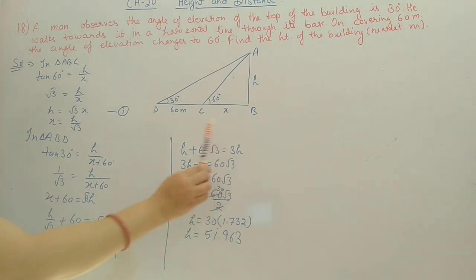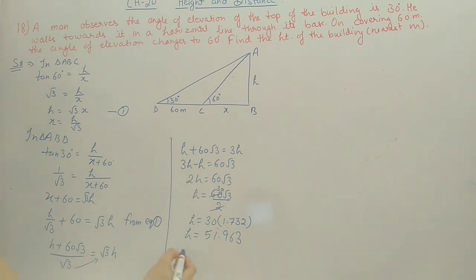But we have to find out our answer up to nearest meter. So round it off to the nearest meter, 51.9, which will be equal to 52 meter.